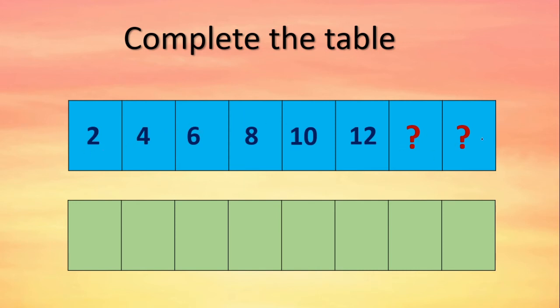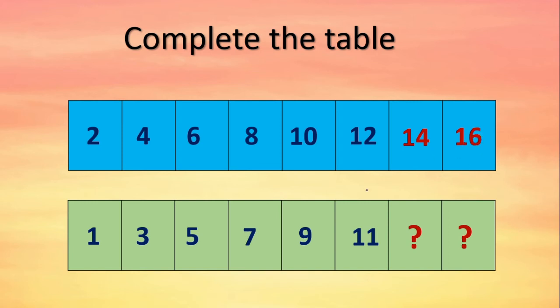Okay, we will write answer later on. First we will go through the next sum also. 1, then 3, then 5, then 7, then 9, then 11, question mark, question mark. Okay, now we will move to the first one. After 12, skip one, that is 13, and our answer is 14, very good. Then skip 15, answer is 16, very nice.